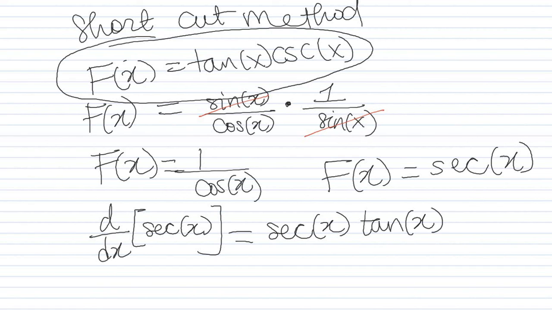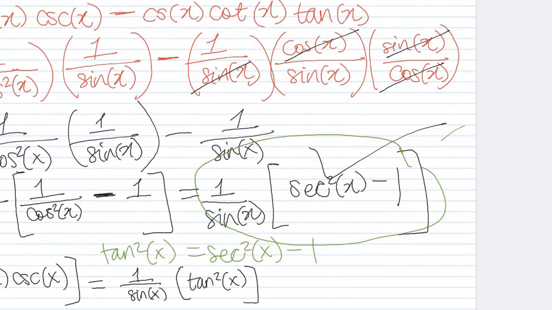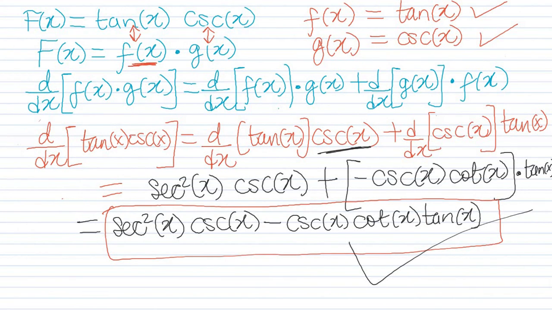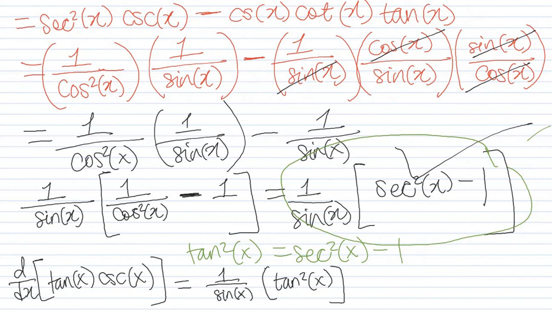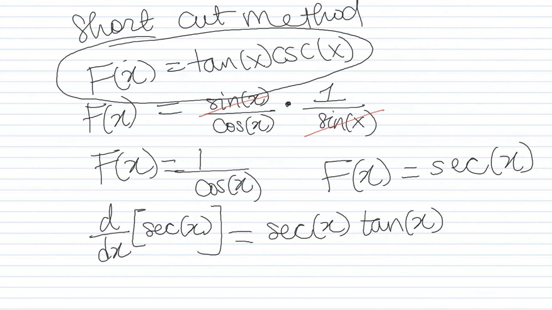So therefore, f of x that is equal to tan x multiplied by cosecant x is the same thing as f of x equals secant x, and the derivative of secant x is secant x tan x. Now we compare it to our actual answer. What did we get? When we did all of this information from here, we broke down secant squared x, cosecant x minus cosecant x, cotangent x, tan x. We broke all of that information to tan x multiplied by secant x, and we can confirm that answer is correct using the shortcut method, because we also got secant x tan x.